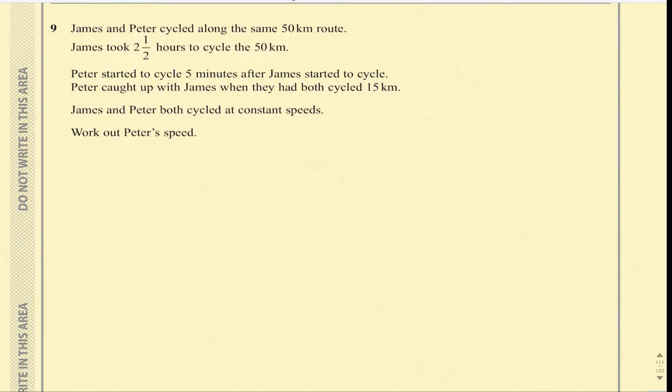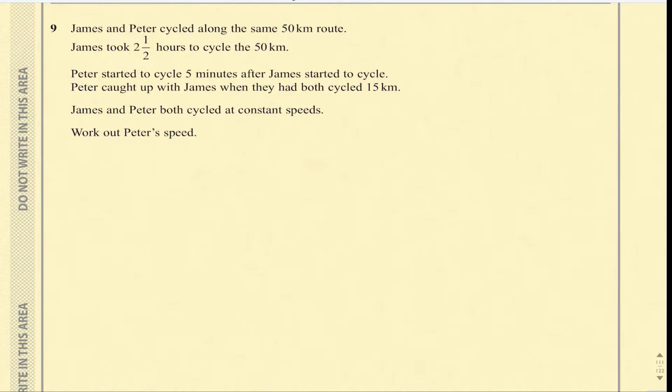All right, question 9. James and Peter cycled along the same 50-kilometer route. James took 2.5 hours to cycle the 50 kilometers. Peter started to cycle 5 minutes after James started to cycle. Peter caught up with James when they had both cycled 15 kilometers. James and Peter both cycled at constant speed. We need to work out Peter's speed.